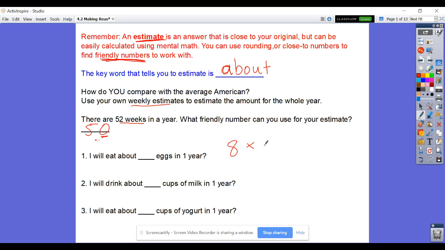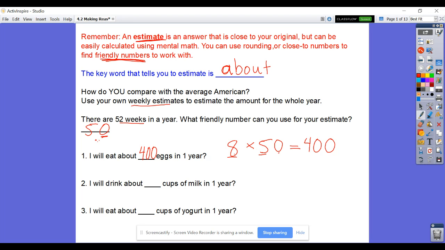And now I'm going to multiply that by 50, which means that in 1 year, I eat, let's see, 8 times 5 is 40, and then I have 1 0 in my factor, so I put 1 more 0 in my product. Oh my goodness. I will eat about 400 eggs in a year.